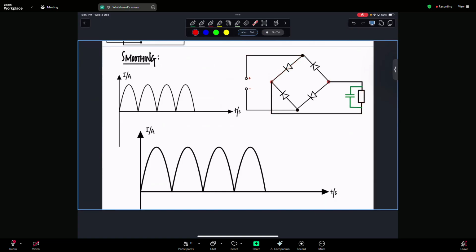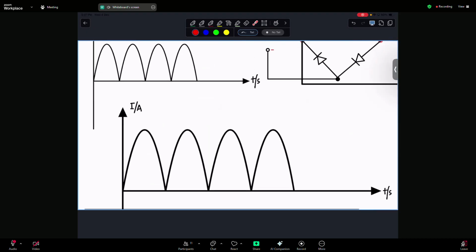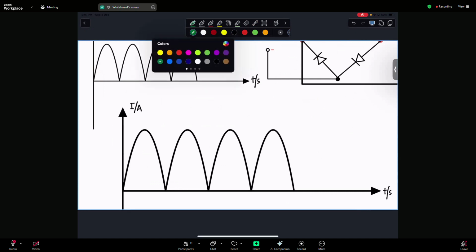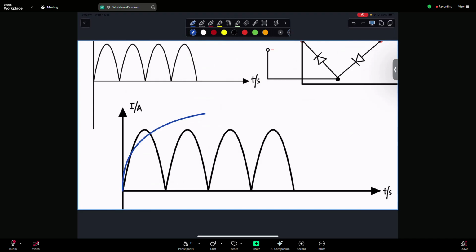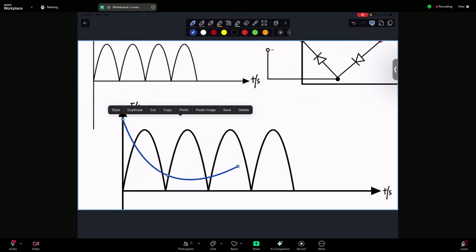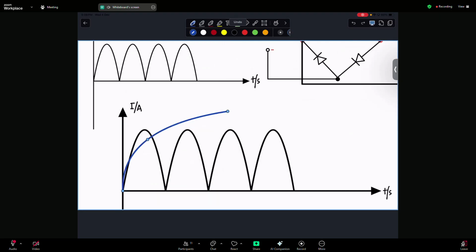What happens when current goes to a capacitor? Yes, it charges. The capacitor is charging. So I'm going to use a blue color here to show the capacitor charging graph. The capacitor is charging here. And if you remember, the capacitor charging graph looks like this, and the discharging graph looks like this, right? So the capacitor is getting charged here, and also my component, what is it getting?